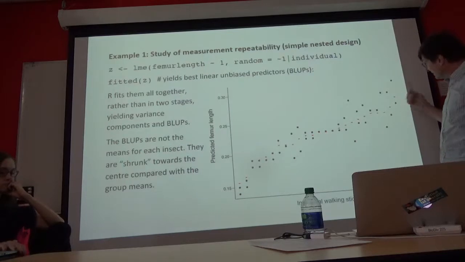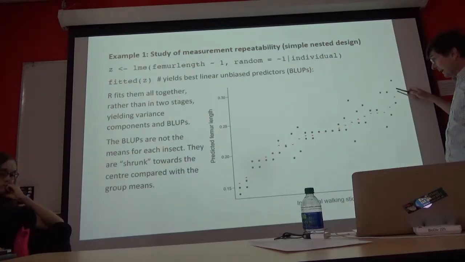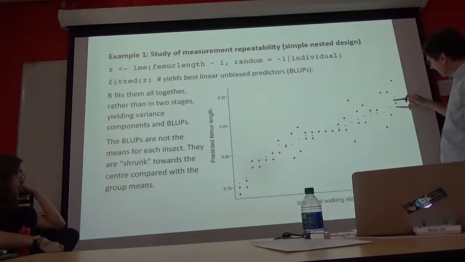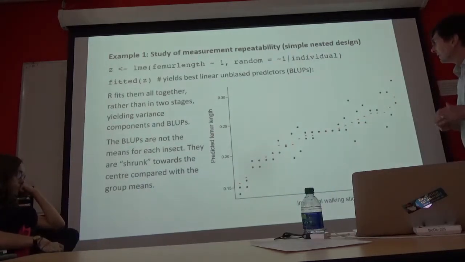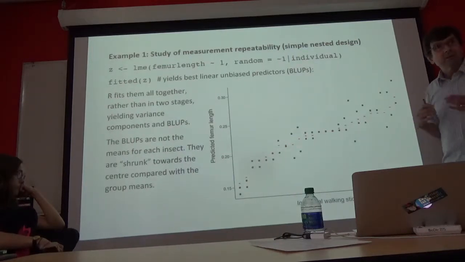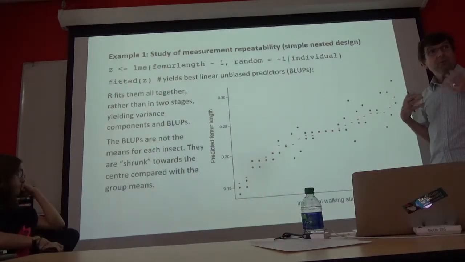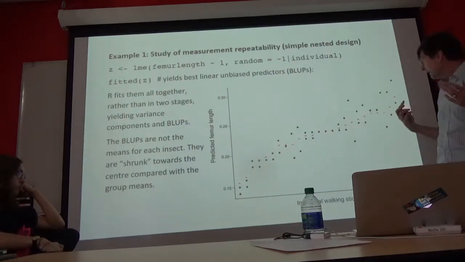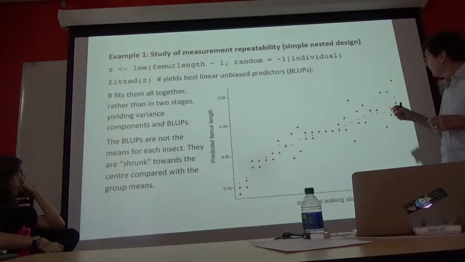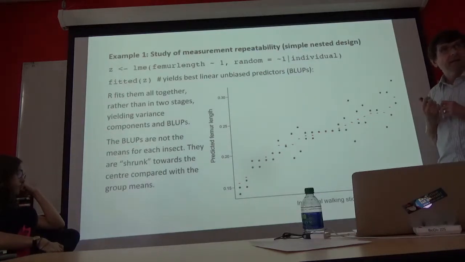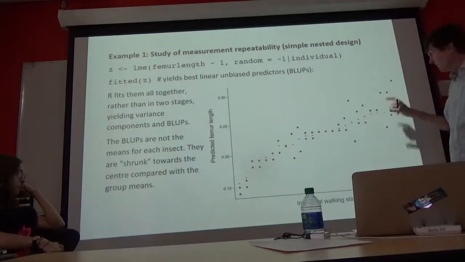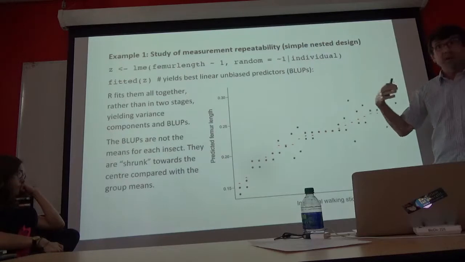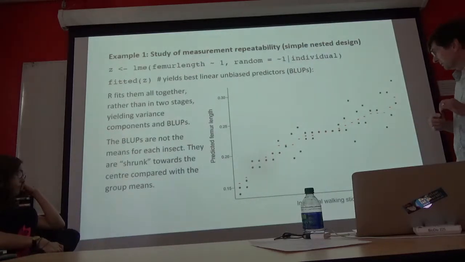And the reason for that is that if you estimated the variation among the walking sticks using the means of each of the groups, you would get two things. You would be estimating both the true variation among the bugs in their measurements, but you would also be including a component of measurement error itself in that variation, right? Because you've only measured two measurements, there's still a component of measurement error in the variation among the individuals.